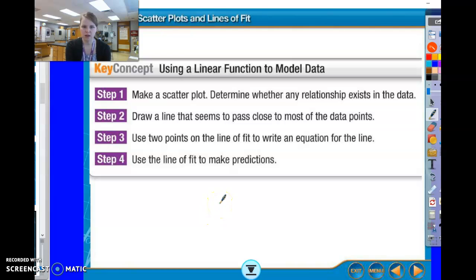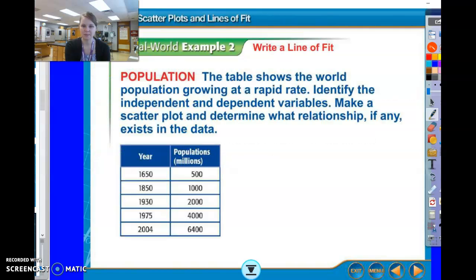So overall, your job in this section, I guess this would say likely for your homework, this would be what's required. Make a scatter plot. Determine if there's a relationship. Draw a line that seems to pass close to most of the data points. That's your line of best fit. Use 2 points on the line to write an equation, and then use the line to make predictions. So let's do some more of that.